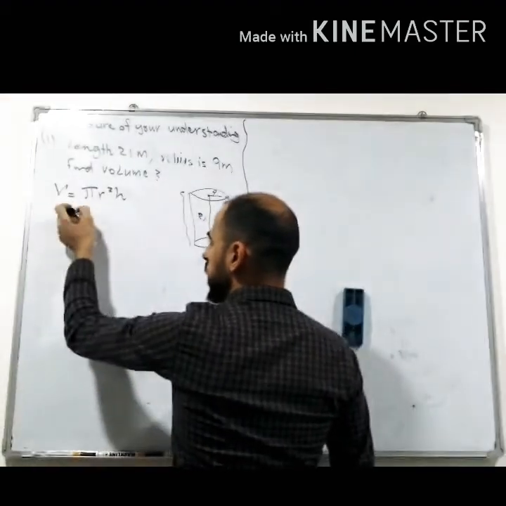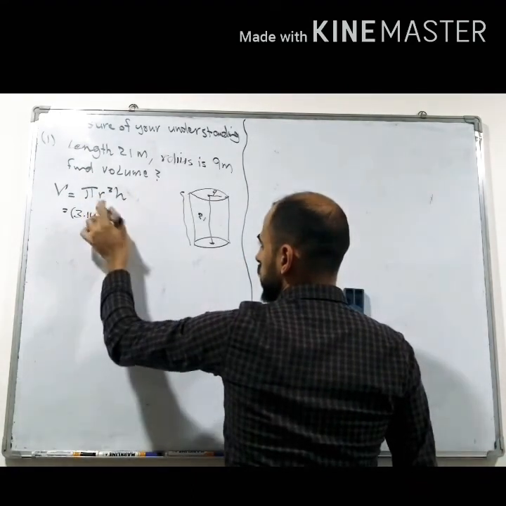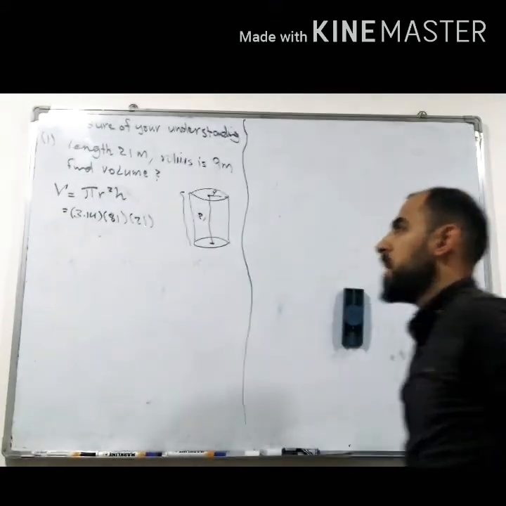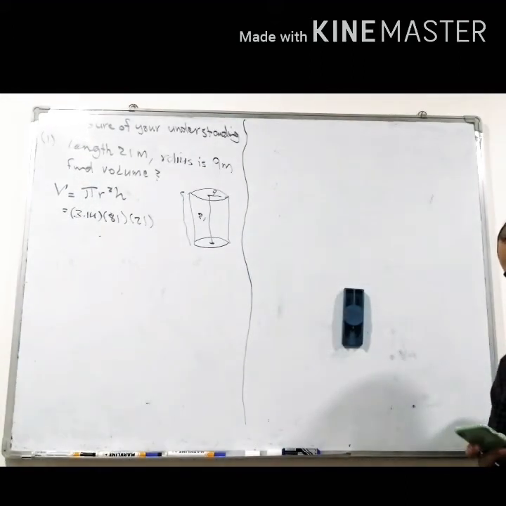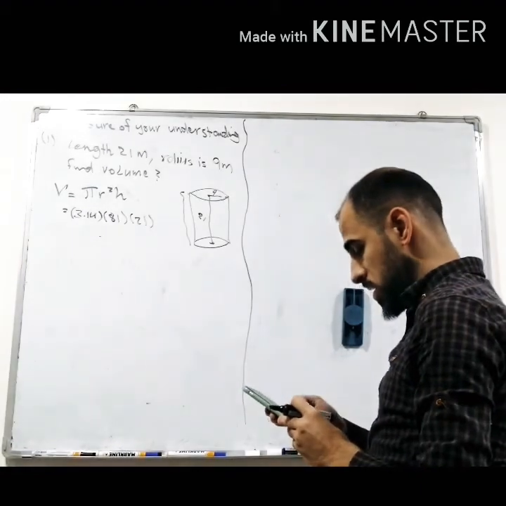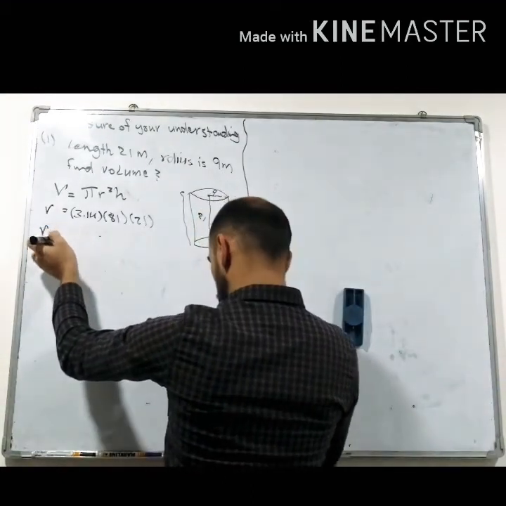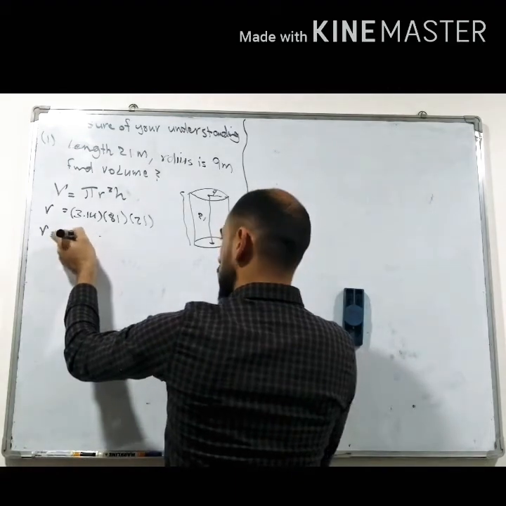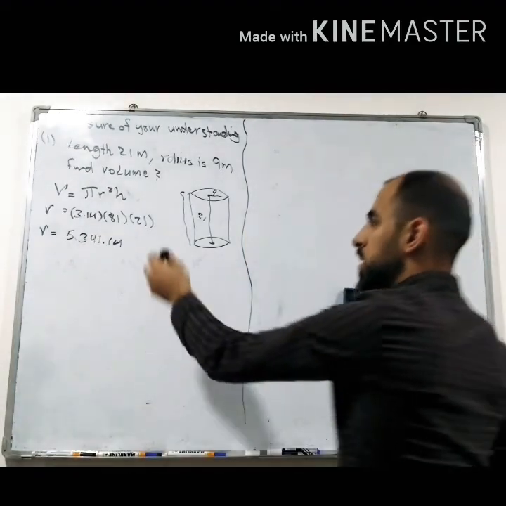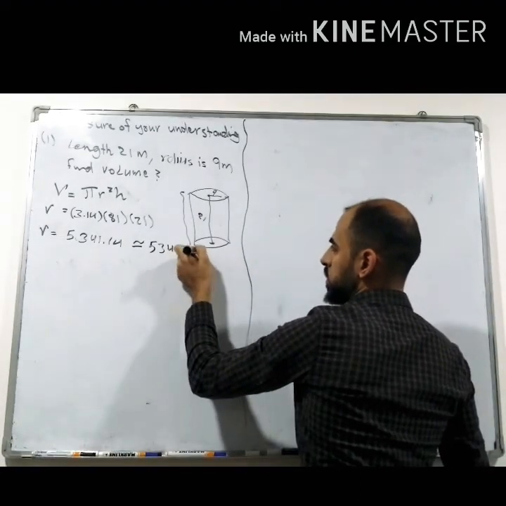Now by substituting the value of pi, which is 3.14, and r to the power 2, that means 9 to the power 2, which is 81, and the height, which is 21. I will find the result in the calculator. So 3.14 multiplied by 81 multiplied by 21 is equal to 5,341.14. And we can approximate the result to 5,341 meter to the power 3.